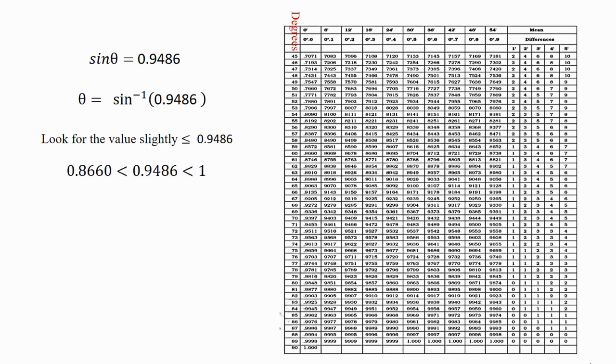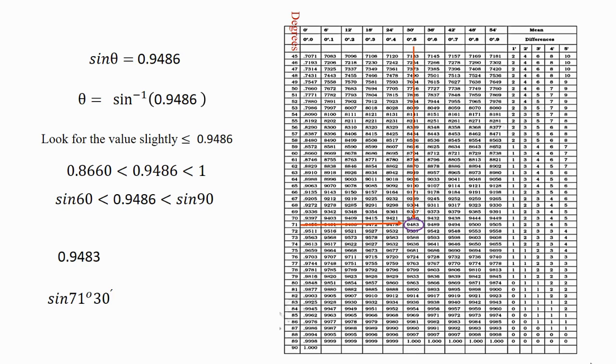Now student, the given value is in the range of 0.8660, that is root 3 by 2, and less than 1, so it is in the range of sine 60 degree and sine 90 degree. Here student, I observe my value which is less than or equal to 0.9486, which is 0.9483. This value I observe along 71 degree under 30 minutes. So I mention it over here, sine 71 degree 30 minutes.